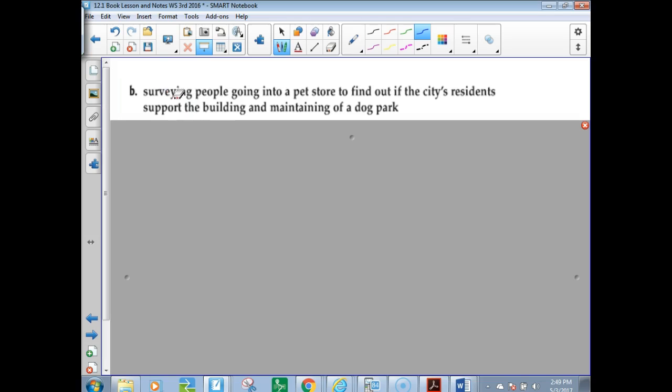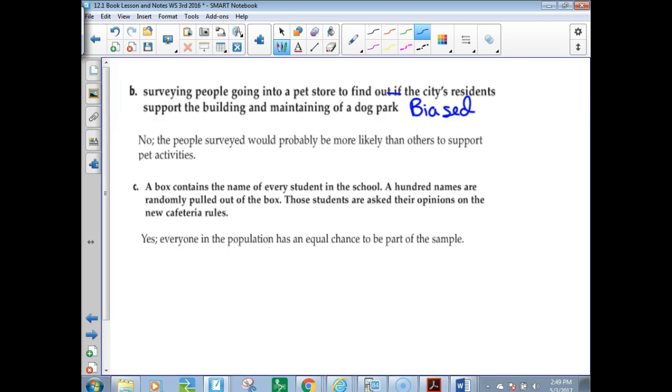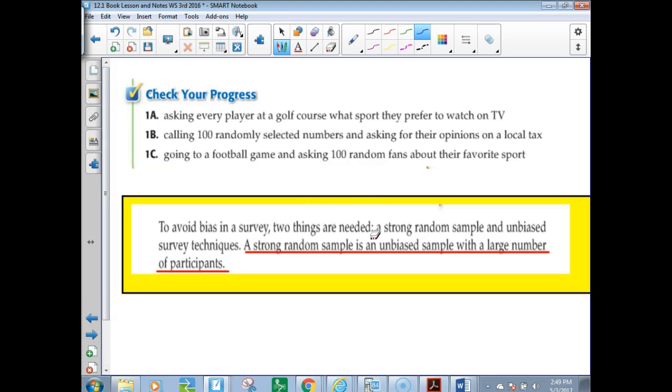Now, would this be biased or unbiased? Surveying people going into a pet store to find out if the city's residents support the building and maintaining of a dog park. All right, that's definitely biased. Asking every player at a golf course what sport they prefer to watch on TV. All right, that would be biased.